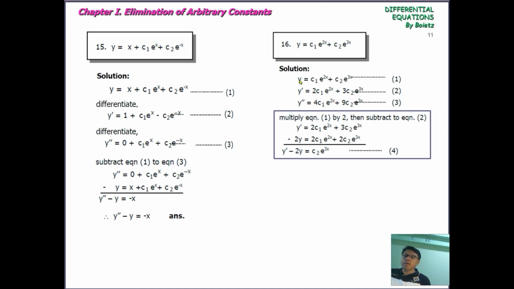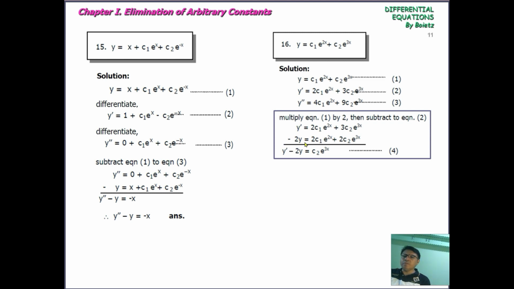So ito, multiply. So ito yung y prime, copy mo na yung y prime, ito yon. Then multiply ito ng 2, so 2y. Then ito magiging 2c1 e to the 2x. Then ito magiging 2c2 e to the 3x. Then subtract the whole equation dito, resulting equation dito sa equation ng y prime.